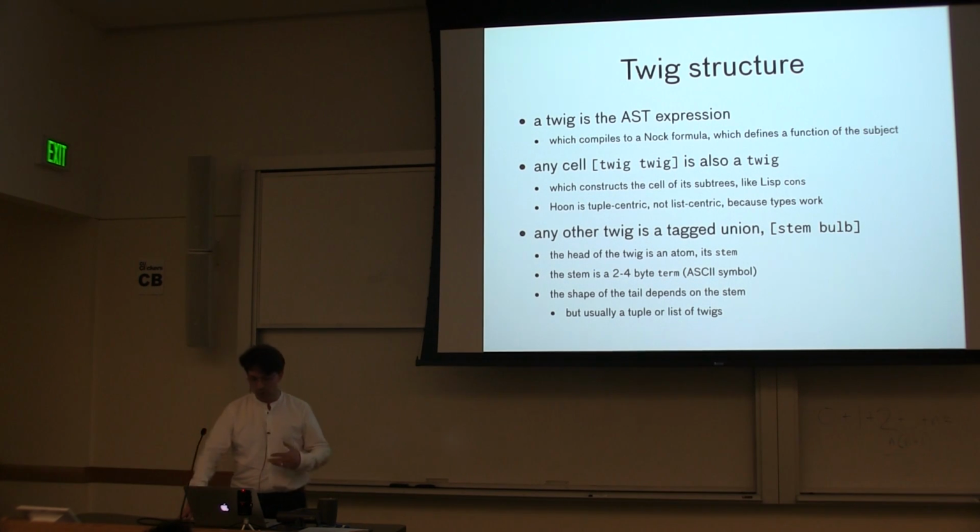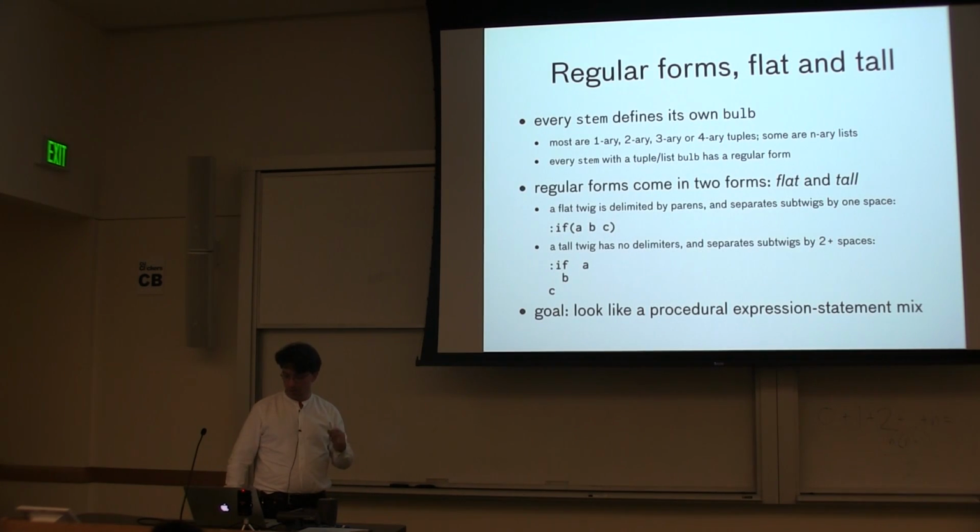Most twigs are tagged unions. They have a head, which is a stem, which is a symbol, and a bulb, which is the tail, which is totally dependent on the stem. It's usually a tuple or a list of twigs. Let's see how that works in practice. There is a regular form. Again, most bulbs are tuples. Some are n-ary, and there we do need a terminator.